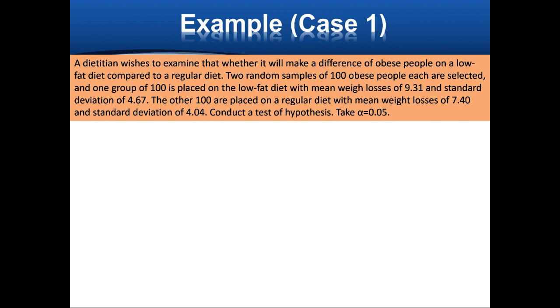Now let's see. First, you need to highlight what the question is about to frame the null hypothesis and alternative hypothesis. And there is a keyword, make a difference. So it will be a not equal case. And usually we consider the first mentioned as 1. So we consider low-fat diet as 1, and the second mentioned, regular diet, as 2.